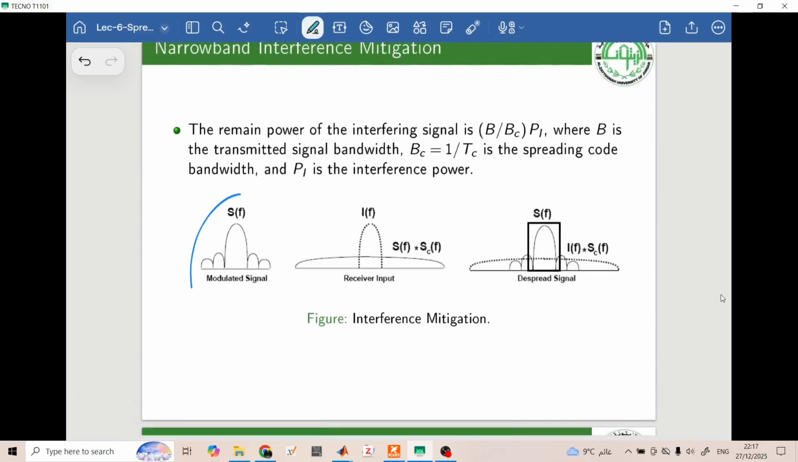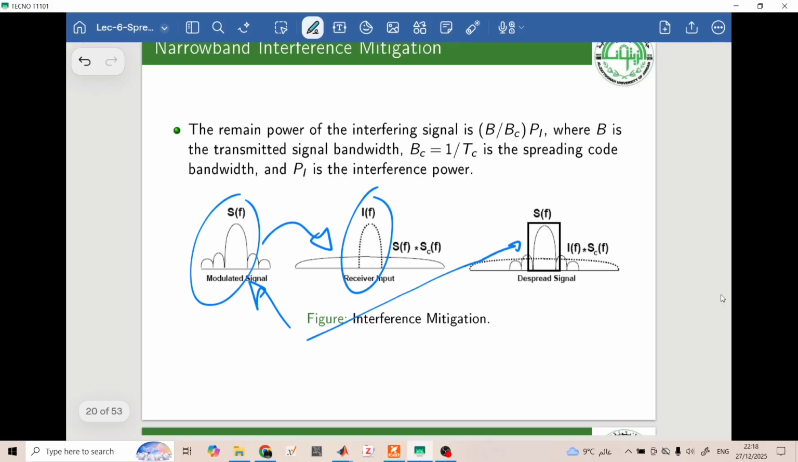This is the signal before spreading. Now it is spread, and then the interference is added in the channel. The interference, as you can see here, has smaller bandwidth when compared to the spread signal. Now at the receiver, when you despread this signal, you get the original signal.